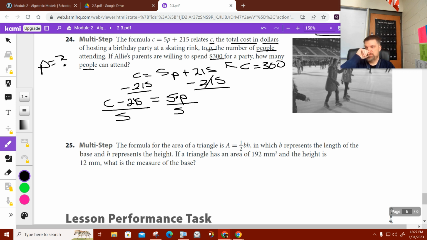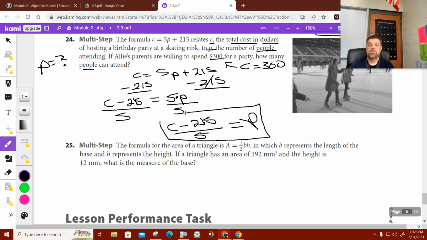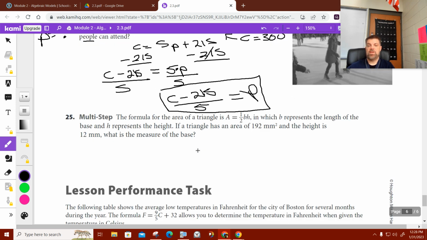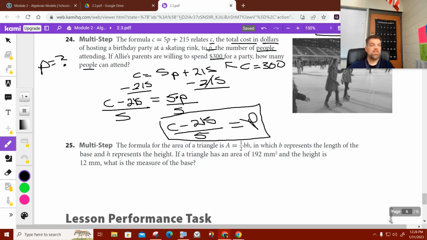All right, let's see what you have. And what do you have? That's right. Now, so you should have this. C minus 215 all over 5 equals P. Yes, that's a 5. Okay? That's what you should have, all right? I'll leave that up there for a second. Let you guys finish writing all of it.